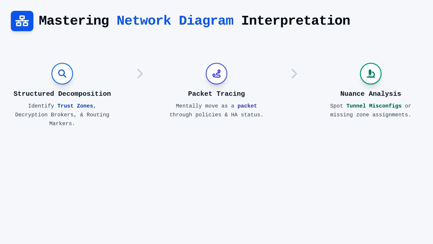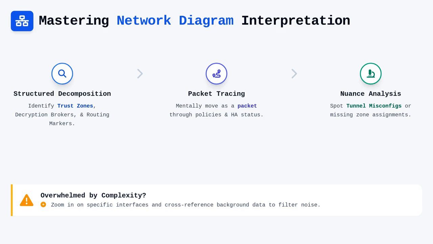Mentally trace the traffic path as if you were the packet moving through the firewall, checking against the expected policy actions and the active-passive or active-active high availability status. If you find yourself overwhelmed by the complexity of the diagram, zoom in on the specific interfaces in question and cross-reference them with the provided background information to filter out irrelevant noise. By maintaining this systematic approach, you prevent the visual density of the diagram from clouding your technical judgment.